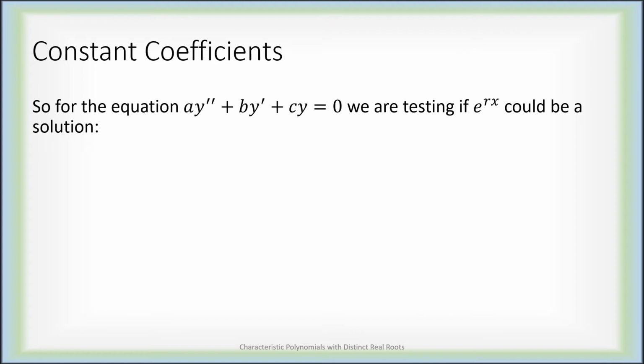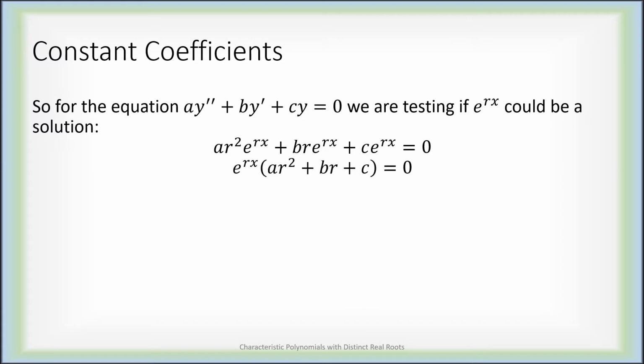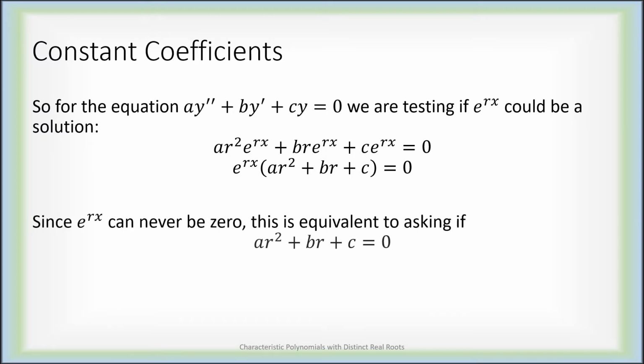So for our second-order linear homogeneous differential equation with constant coefficients, a y double prime plus b y prime plus c y equals 0, we're just checking whether maybe an exponential e to the rx is a solution. If y is e to the rx, then this works out to be a r squared e to the rx plus b r e to the rx plus c e to the rx equals 0. Now we can factor an e to the rx out of every term. And since e to the rx is not 0, we can instead ask, is a r squared plus b r plus c equal to 0?